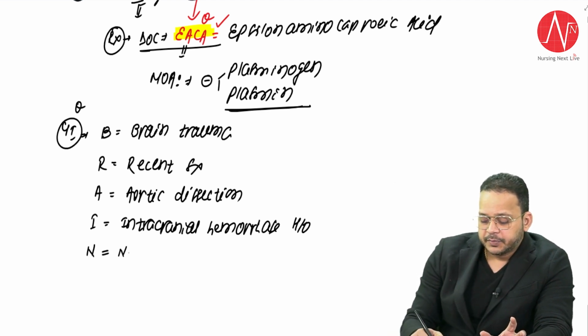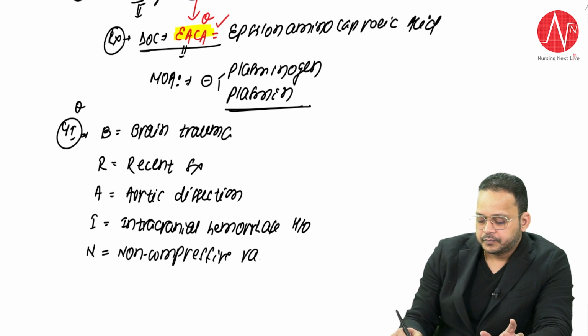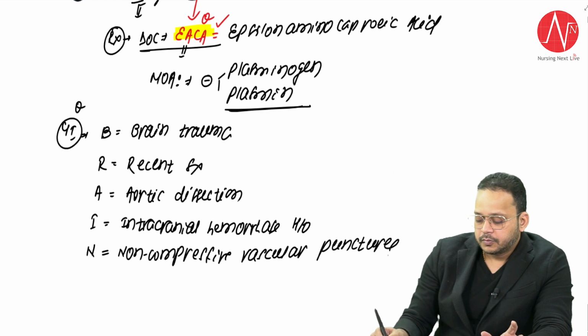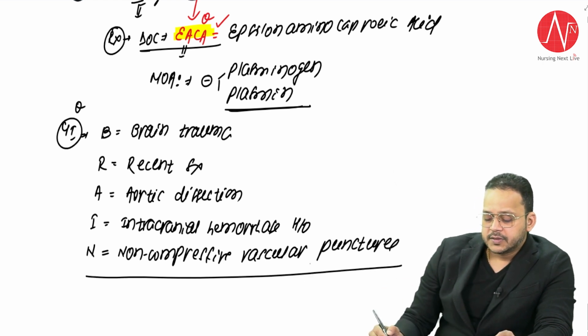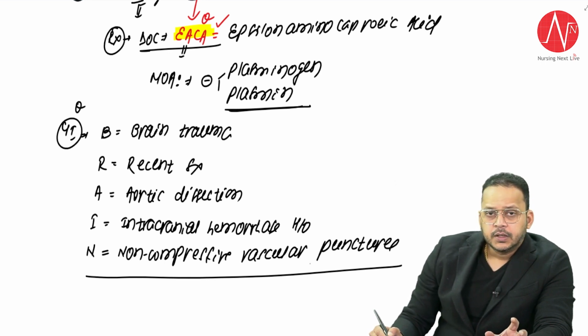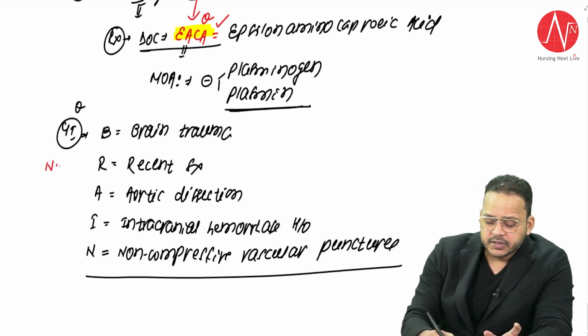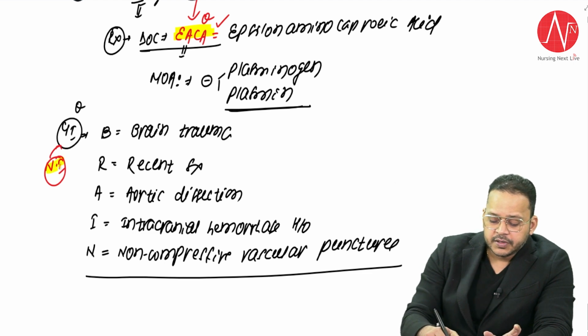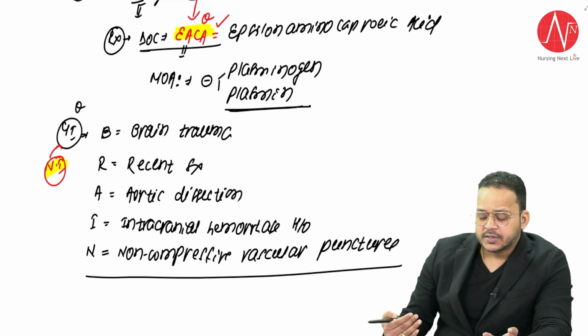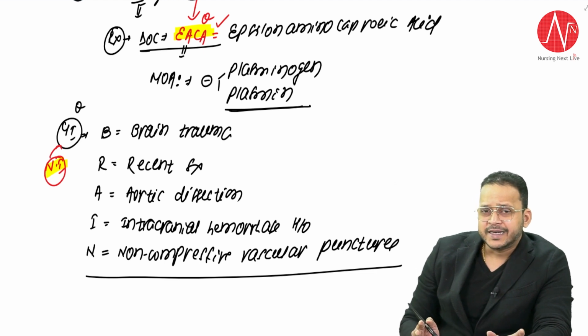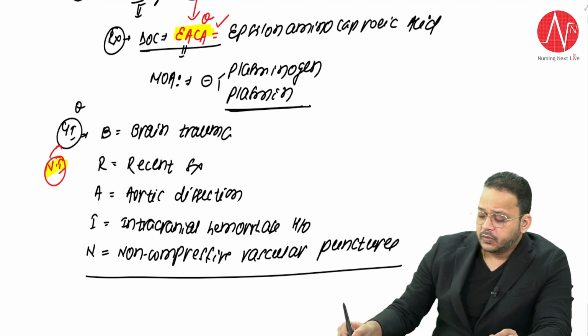And last is if the patient has non-compressible vascular punctures. So the contraindication is BRAIN, guys. You can remember it as BRAIN. So anywhere there can be increased risk of bleeding, it is not to be used. So it's an important nursing implication. Whenever the patient is to undergo thrombolysis, look at the history, ask the patient if he had any of these in the recent past, right? And then we will not be using this drug.